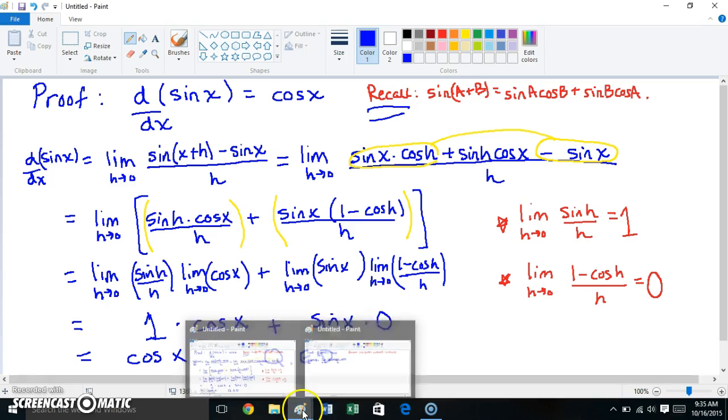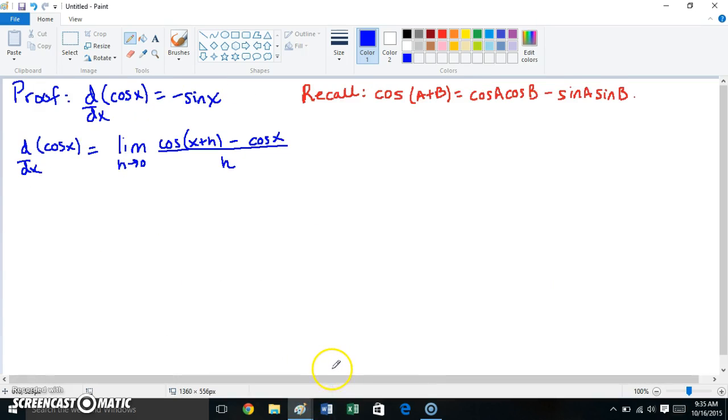All right, we're also going to take a look at the proof of the derivative of cosine of x, which is negative sine of x. Again, we're going to recall the cosine of the sum. The cosine of a plus b is the cosine of a times the cosine of b, minus the sine of a times the sine of b. So again, we're going to use that.